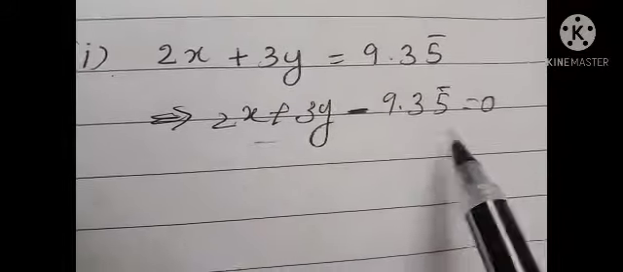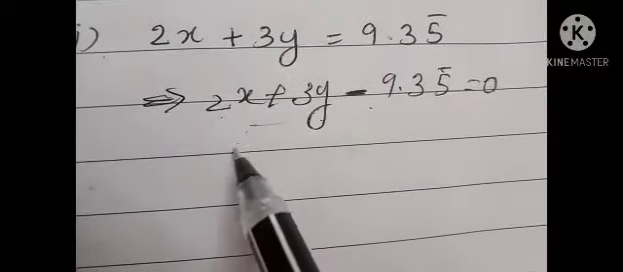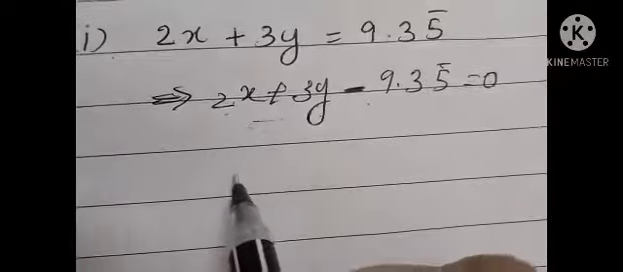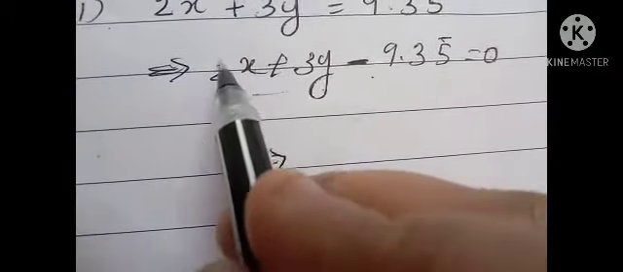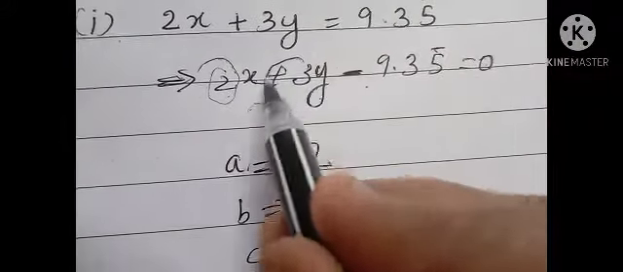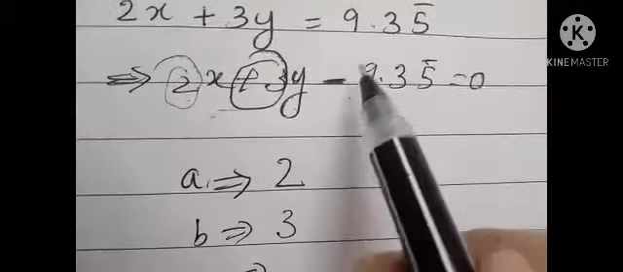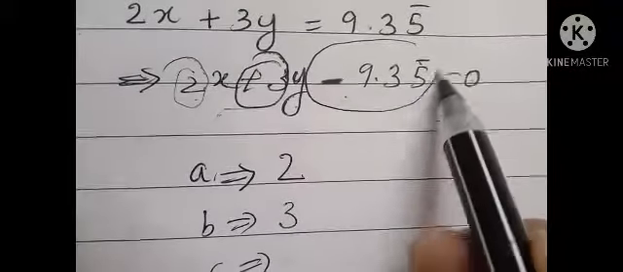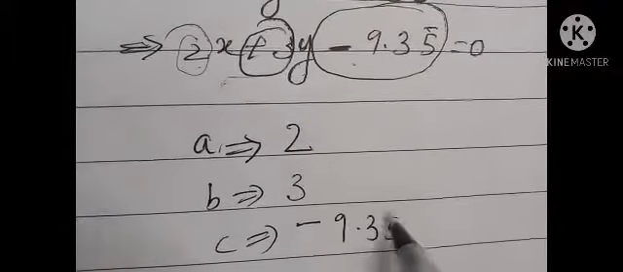Now this is the form ax plus by plus c equals 0. Then we have to write the values of a, b and c. So a is the coefficient of x, that is 2. Then b is the coefficient of y, that is positive 3, that means 3 itself. Then the constant term, that sign also we have to take. So minus 9.35 bar.